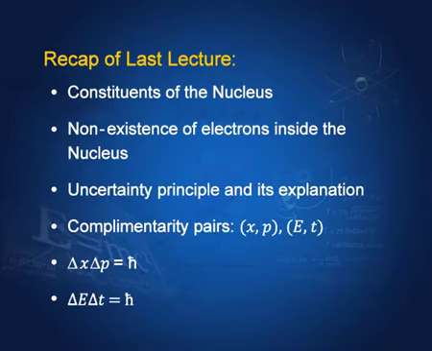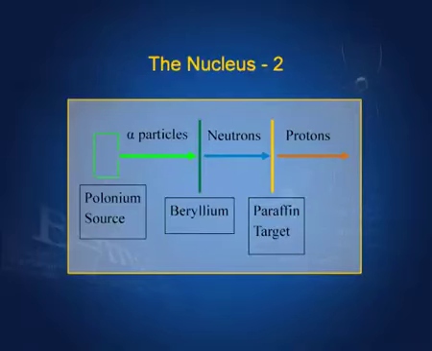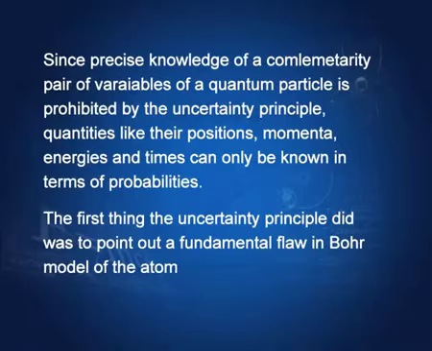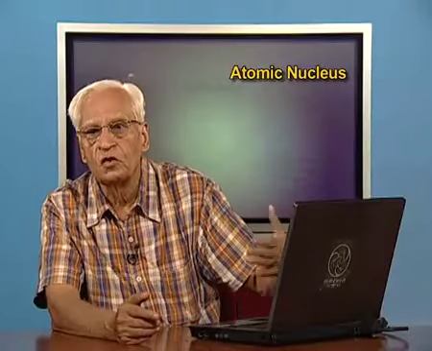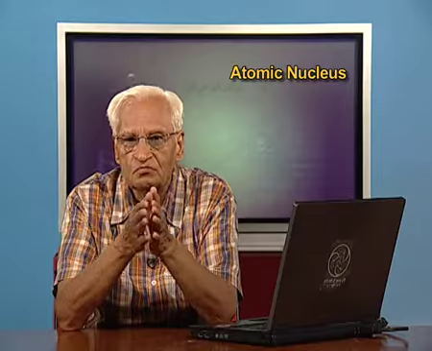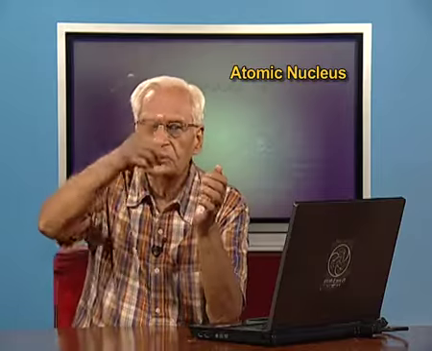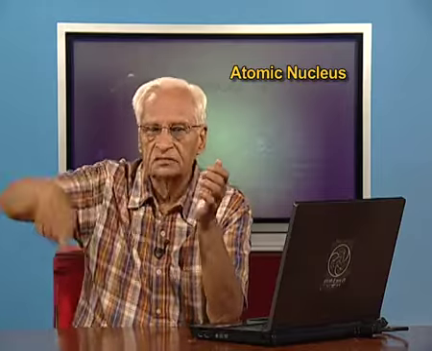Now, in this lecture we resume our story of the structure of the nucleus. Since precise knowledge of a complementarity pair of variables is prohibited by the uncertainty principle, quantities like position, momentum, energy and time can only be known in terms of their probabilities. The first thing the uncertainty principle did was to point out a fundamental flaw in the Bohr model of the atom. Bohr model said that electrons exist in orbits around the nucleus.